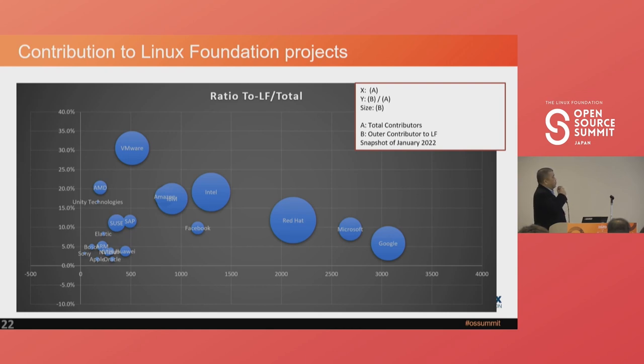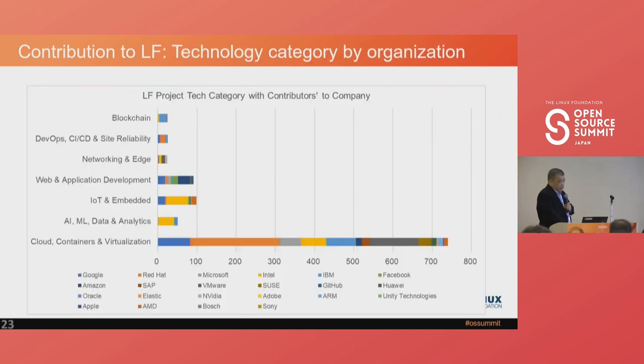So we suppose contribution to Linux Foundation projects is very good, and we should utilize Linux Foundation projects. This chart shows technical category of organization. This chart shows cloud related projects have many contributors from other companies. Many organizations contribute to cloud areas.